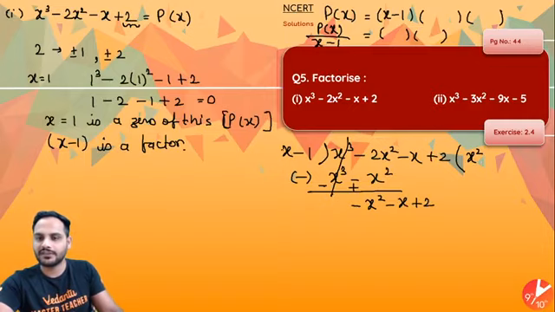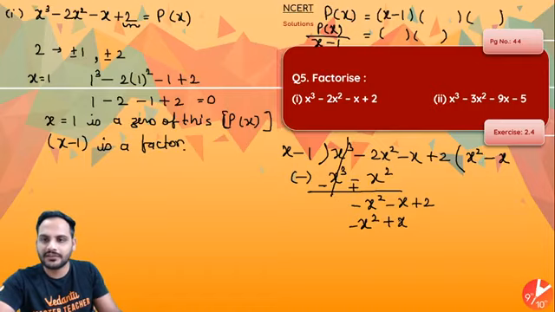How do you create minus x square from x? Multiply with minus x, because if I multiply minus x with x, I will get minus x square. Minus x with minus 1 is, minus x into minus 1 is what? Plus x.